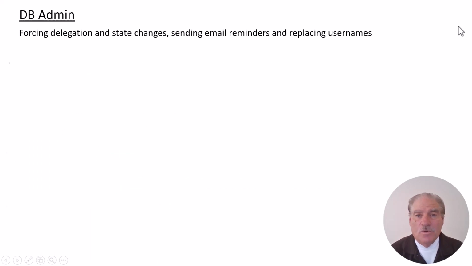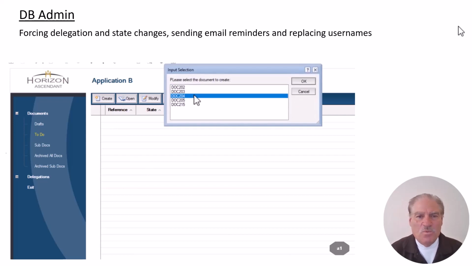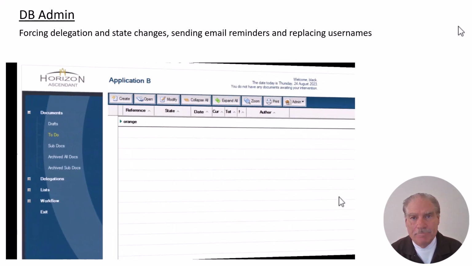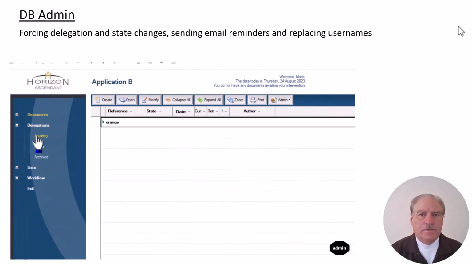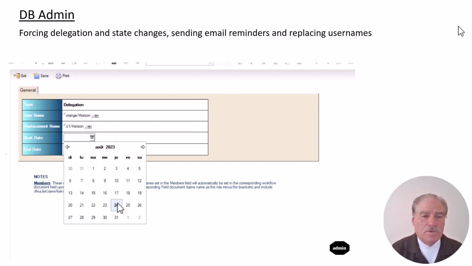Well, we can't ignore the database administrator. He needs to have his day in the sun. So let's walk through a few scenarios where things don't go as planned and the DB admin has to intervene to essentially make it right. So let's assume that user Orange forgot to delegate his authority to another user. It's an important document, needs to happen right away. So the DB admin goes in and creates a delegation document for the user in question.